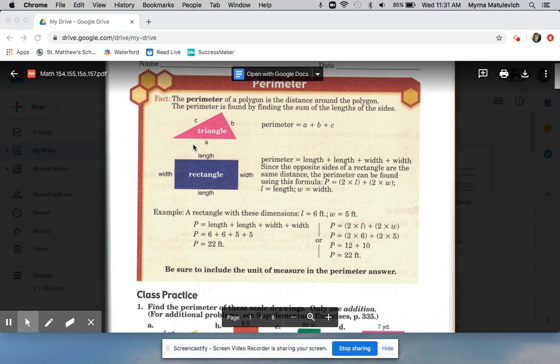times the width. A formula is like a recipe. You wouldn't use a cookie recipe for a pizza. Each shape has its own formula for perimeter, and you need to use the correct formula for that polygon.